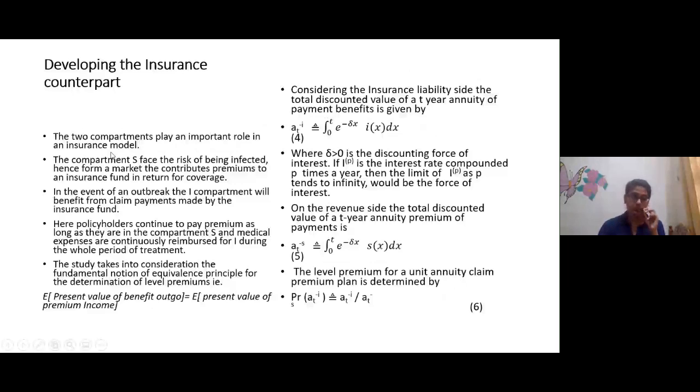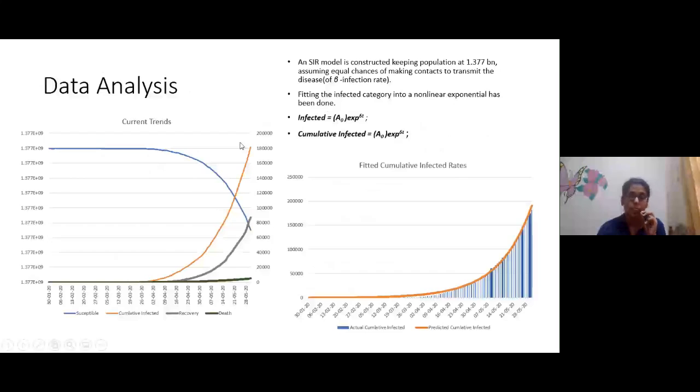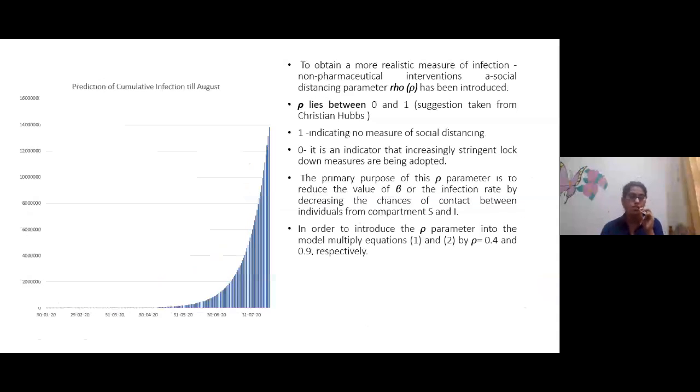Now, the data analysis proceeds with a depiction of the current trends. We can see the accumulating infected going up, the recovered people also assuredly going up, and we have fitted the infected category into a nonlinear exponential function in order to give us the basis for prediction. Also, in order to provide a more realistic measure of infection, a non-pharmaceutical intervention parameter, rho, has been introduced.